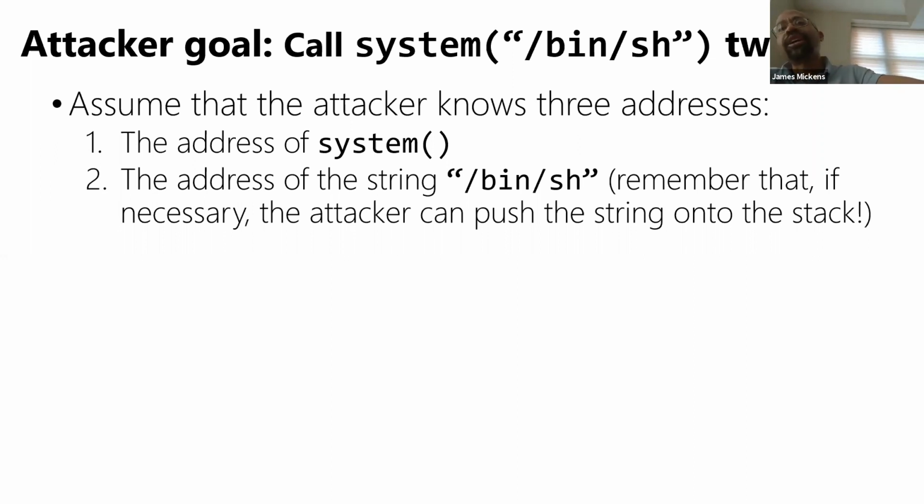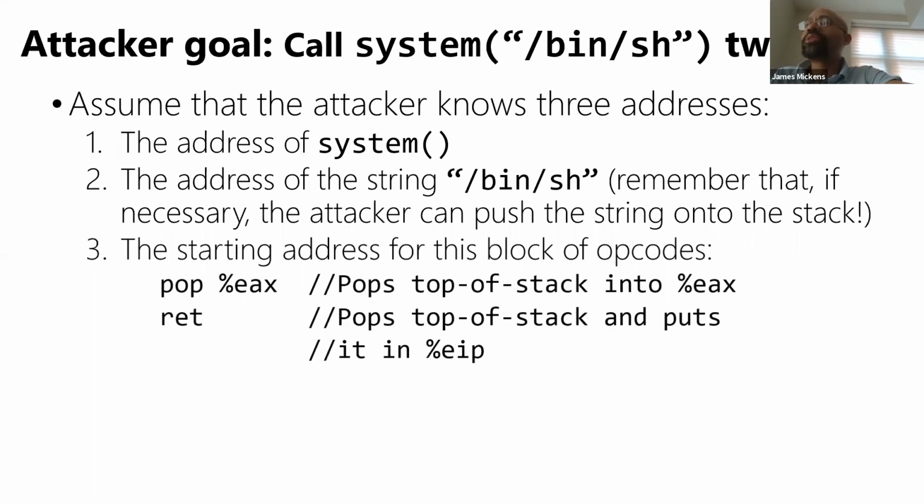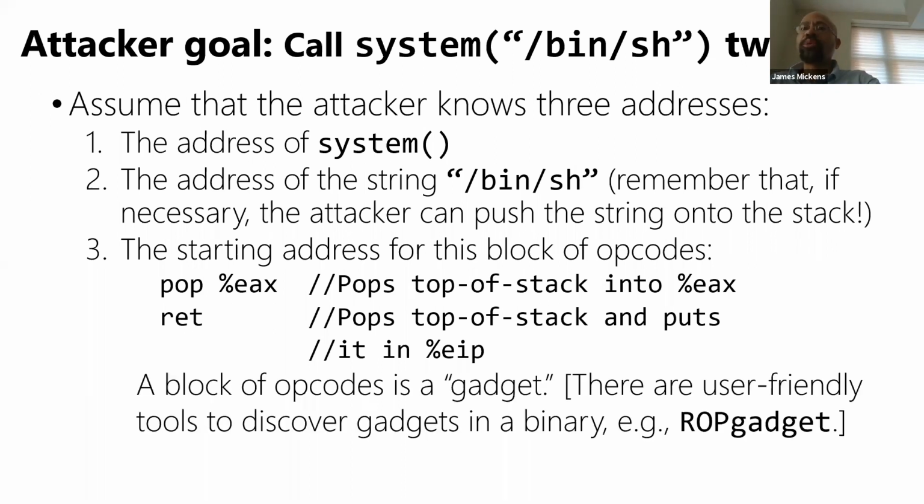The attacker knows this address either because that string just naturally exists in the static data somewhere, or if necessary, the attacker can just push that string onto the stack. So we know that the attacker will know where that thing is. And let's also assume that the attacker knows the starting address for this particular block of opcodes, okay? We're going to pop the top of the stack into EAX, and then we're going to return. Return is going to pop the top of the stack and put it into the instruction pointer, right? This is how we vector control to a different place in code when a function returns. So a block of opcodes like this is called a gadget, right? It's not a function.